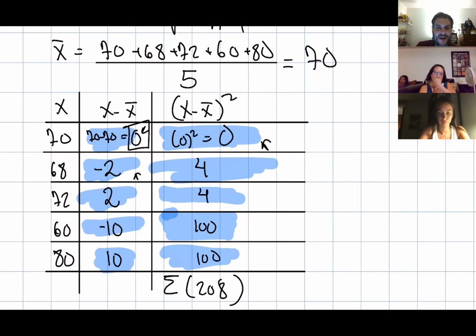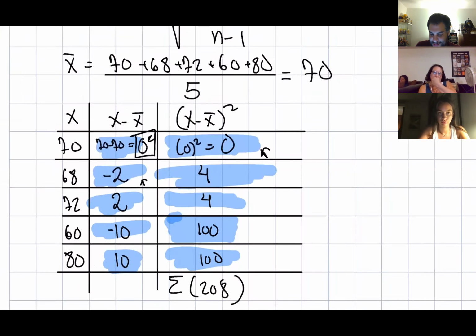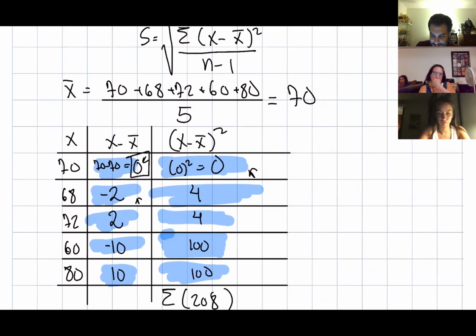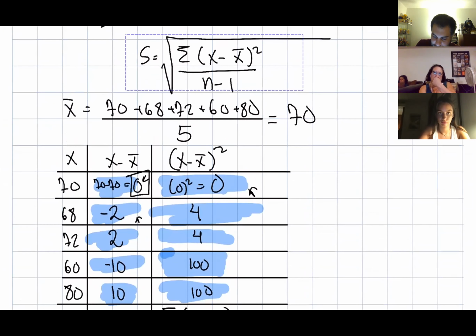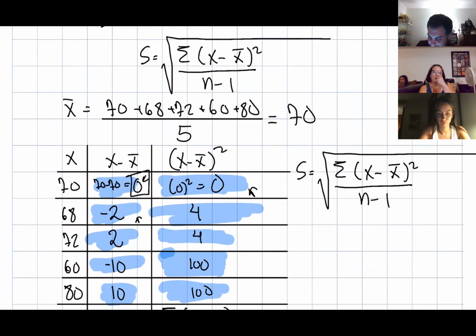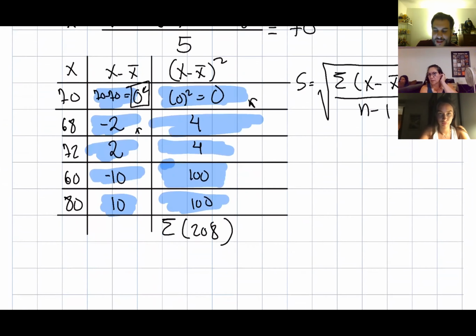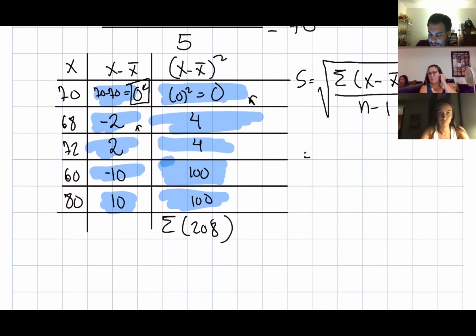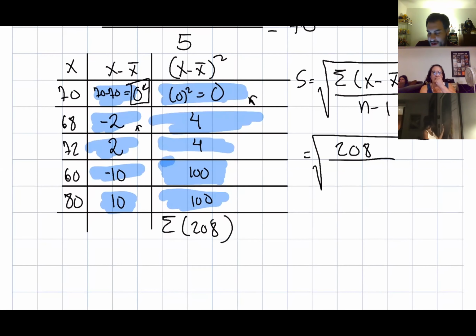So last thing we're going to go ahead and do is go back to the formula. All right, so that's our formula. So all we have to do is do the square root of the summation of x minus x bar to the second power, which is 208, divided by n minus 1. N in this case should be 5. So we do 5 minus 1.